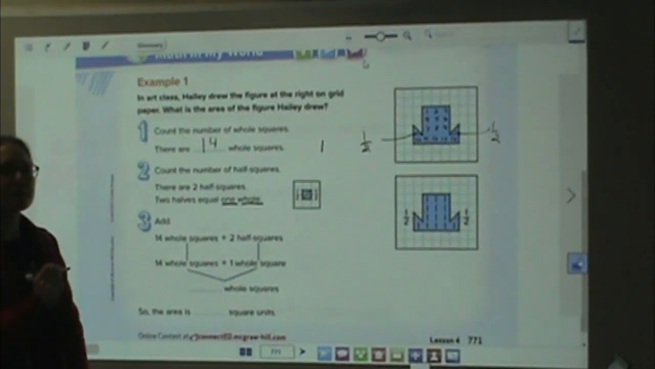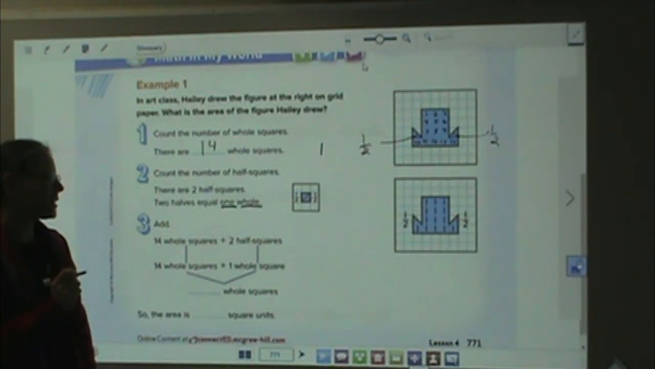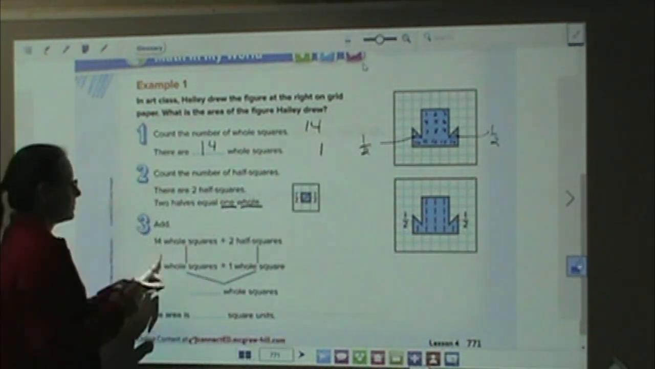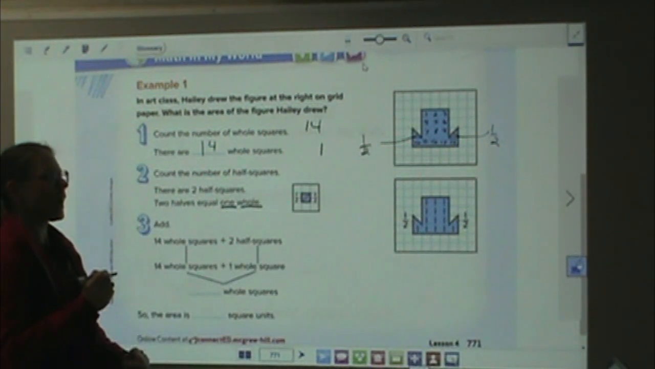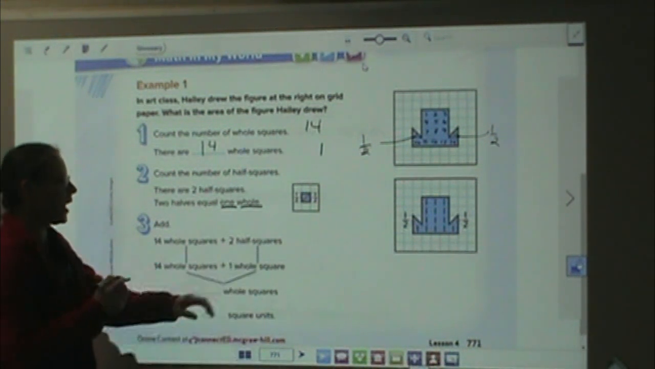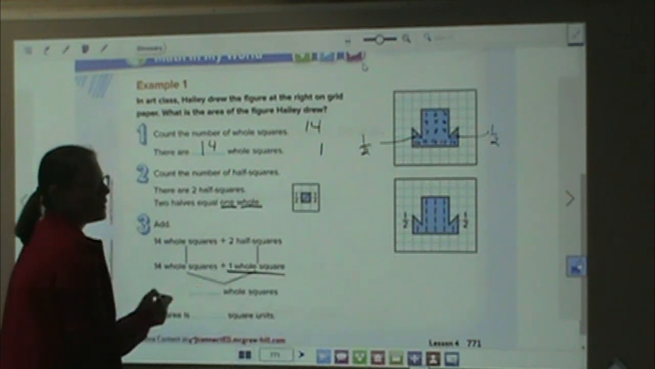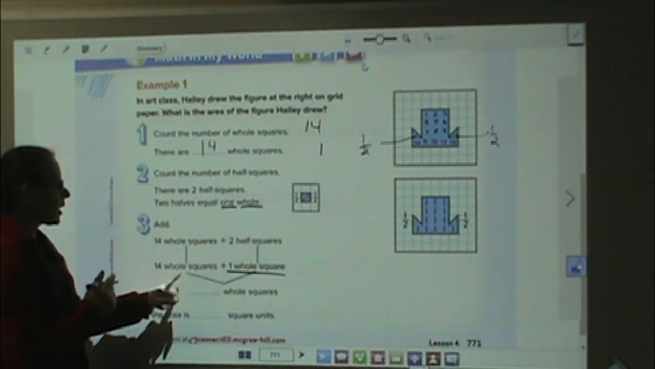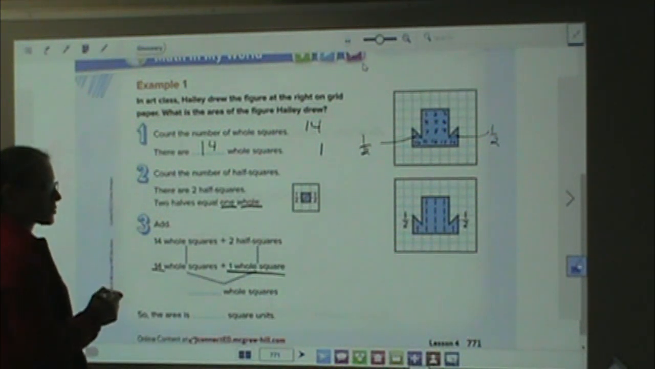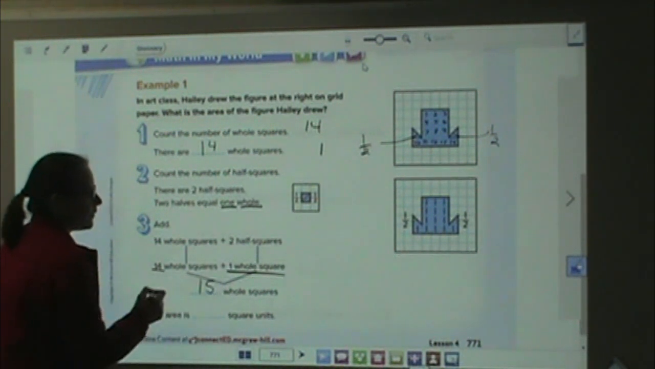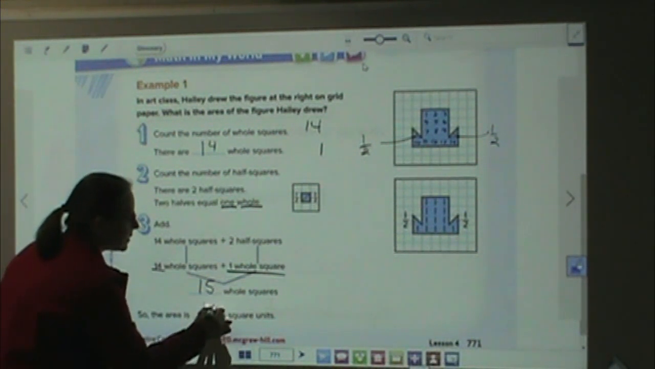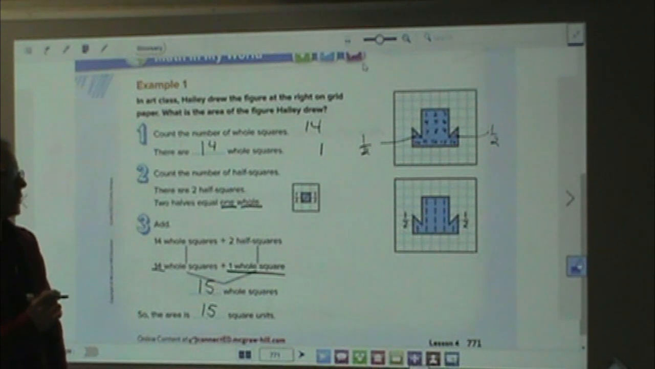So now we're going to add those together. And they show us 2 ways to add them here. First, they have the 14 whole squares plus the 2 half squares. But it's sometimes easier for your mind to think of the 2 half squares like a 1 whole square. So we're going to go ahead and use this equation right here. 14 plus 1 whole square is 15 whole squares. So the area is 15 square units.